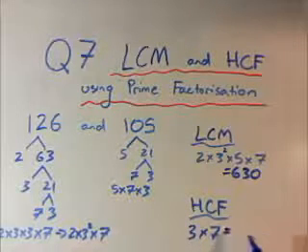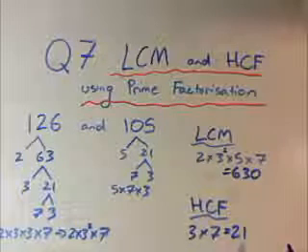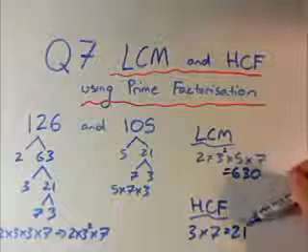Now, 3 times 7 equals 21. There we go. So lowest common multiple, 630. Highest common factor, 21.